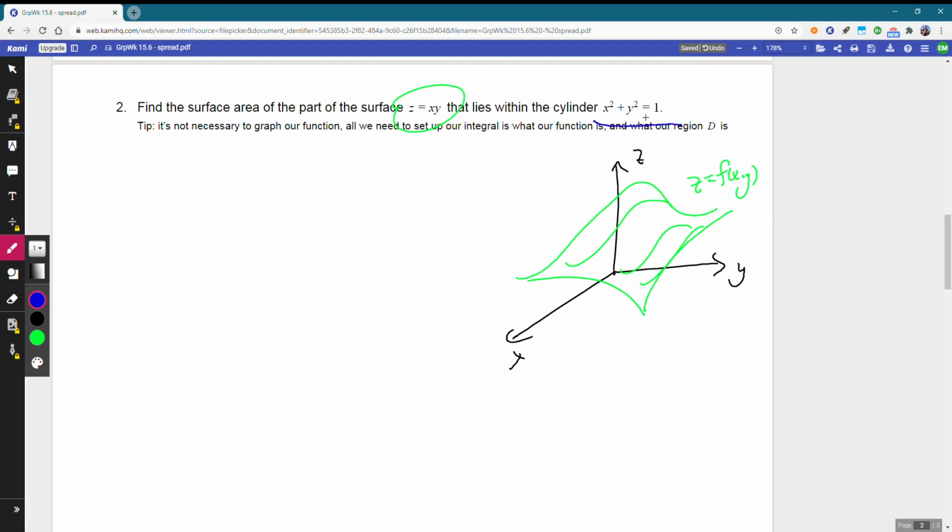All right, so that's the unit circle in the xy plane. So it's going to be something like this. And we kind of extend that out. All right, that's going to chop out, I don't know, something like this, a portion of our graph inside that cylinder.